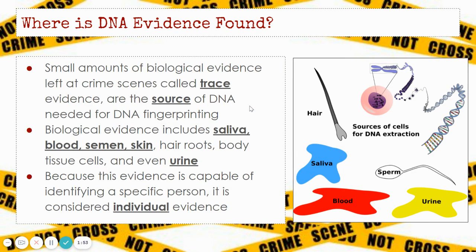So where can we find DNA evidence? Small amounts of biological evidence left at crime scenes, which is also called trace evidence, are the source of DNA needed for DNA fingerprinting. Biological evidence includes things like saliva, blood, semen, skin, and hair roots. As long as the root is attached to the hair, we can use it. Body tissue cells and even urine will have trace amounts of DNA in it. Because the evidence is capable of identifying a specific person, this is considered individual evidence.